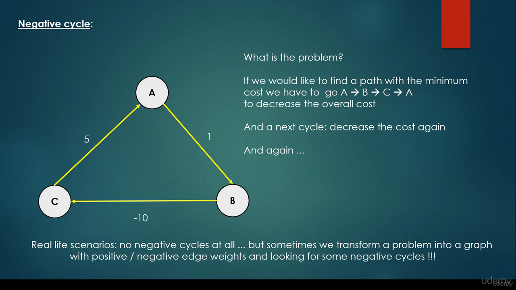So in real life scenarios, there are no negative cycles at all, but sometimes we transform a problem into a graph with positive and negative edge weights and look for negative cycles. For example, if we are dealing with stock market or forex related data, we are able to find the so-called arbitrage situations and make riskless money, and we are looking for these negative cycles. So in that situation it's crucial to find these negative cycles.